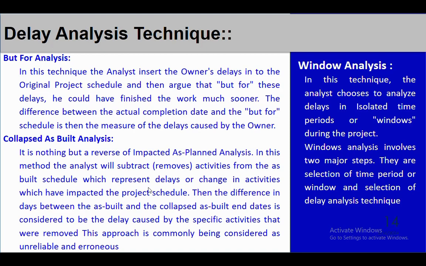So window analysis involves two major steps. One is how you are dividing the total project, like a 4-year project. You can divide it into 6 or 8 month intervals or windows, and then the selection of the delay analysis technique. Either you can go for a prospective time impact analysis or as built versus as planned analysis or impacted as planned analysis, as built analysis. Any technique you can use, and then you can divide that total project duration into windows.